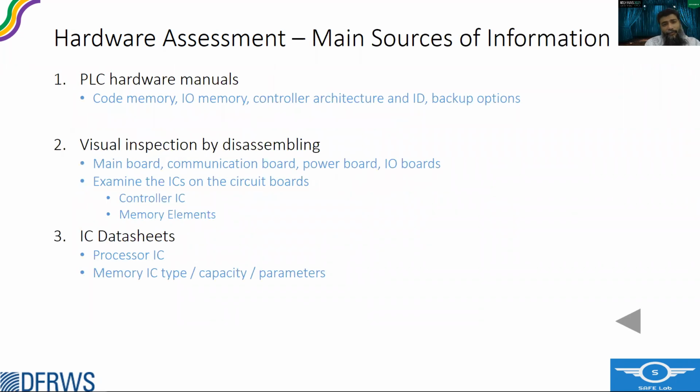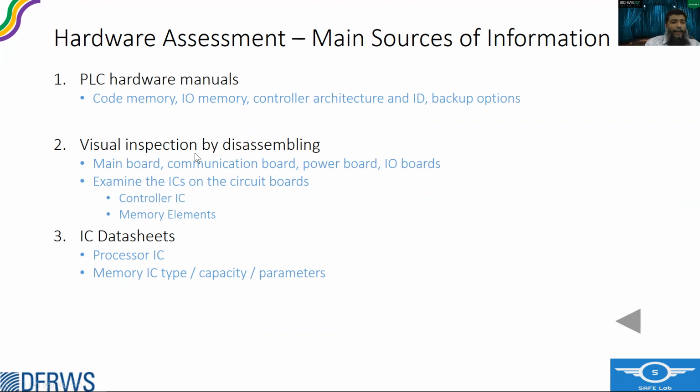The main sources of information for hardware assessment, the first one is the PLC hardware manuals. Although they don't specify a lot of details, there are some hints like how much is the code memory or the IO memory, the controller architecture, and whether backup options are available or not. So they give a hint of how much memory is available.